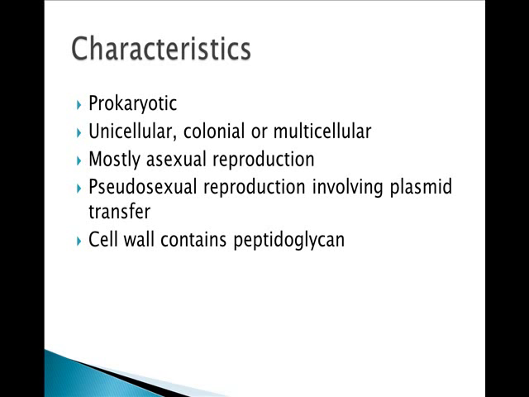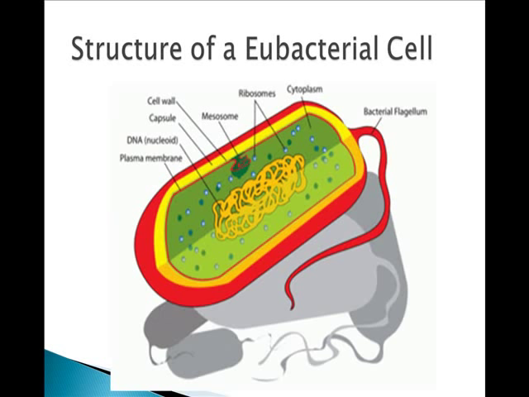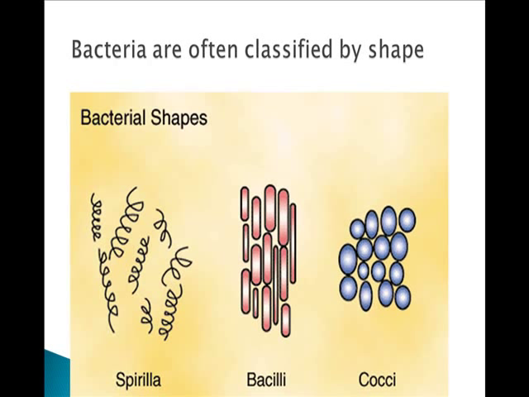And these cell walls contain peptidoglycan. That's the big difference. And you do need to know the basic structure of a eubacterial cell. This is in every book in some similar form. But the keys that you need to understand is it's got the nucleoid. Remember that the nuclear membrane isn't there. It's not separated from the cellular machinery. It does have ribosomes, but again, those aren't membrane bound. It has a capsule and a cell wall and a plasma membrane. So it's got three layers of protection on the outside. Bacteria are often classified by shape. Spirilla are obviously spirals. Bacilli are rod-shaped bacteria. And cocci, singular is coccus, cocci are spherical or ball-shaped.